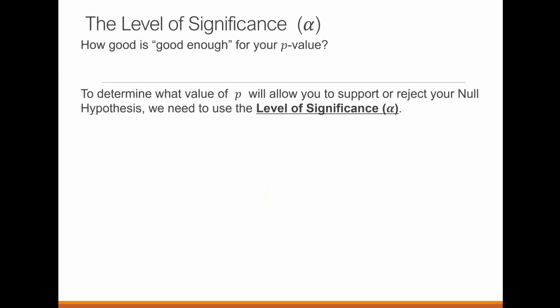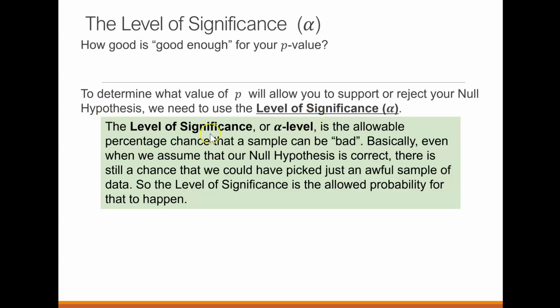So to determine the value of p that will allow you to support or reject your null hypothesis, we use something called the level of significance. We abbreviate that number with the Greek letter alpha. The level of significance, or alpha value, is the allowable percentage chance that a sample can be bad or unlucky or unrepresentative. Basically, even when we assume that our null hypothesis is correct, there's still a chance that we could have just picked an awful sample of data. You got really unlucky and got a really unrepresentative sample. That could happen. So the level of significance is the allowed probability for that to happen.